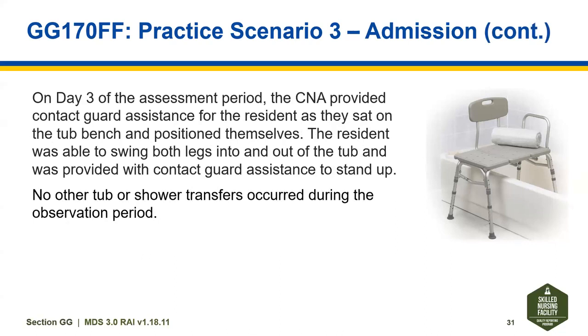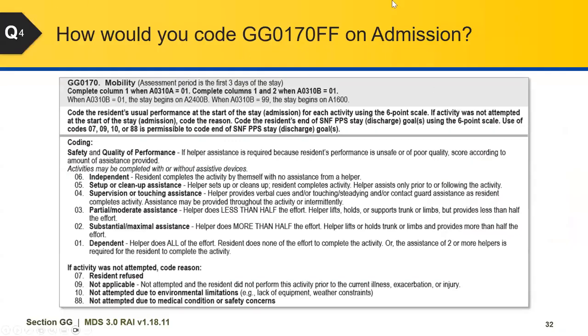On day 3 of the assessment period, the CNA provided contact guard assistance for the resident as they sat on the tub bench and positioned themselves. The resident was able to swing both legs into and out of the tub and was provided with contact guard assistance to stand up. No other tub or shower transfers occurred during the observation period. So how would you code GG01301 on admission?